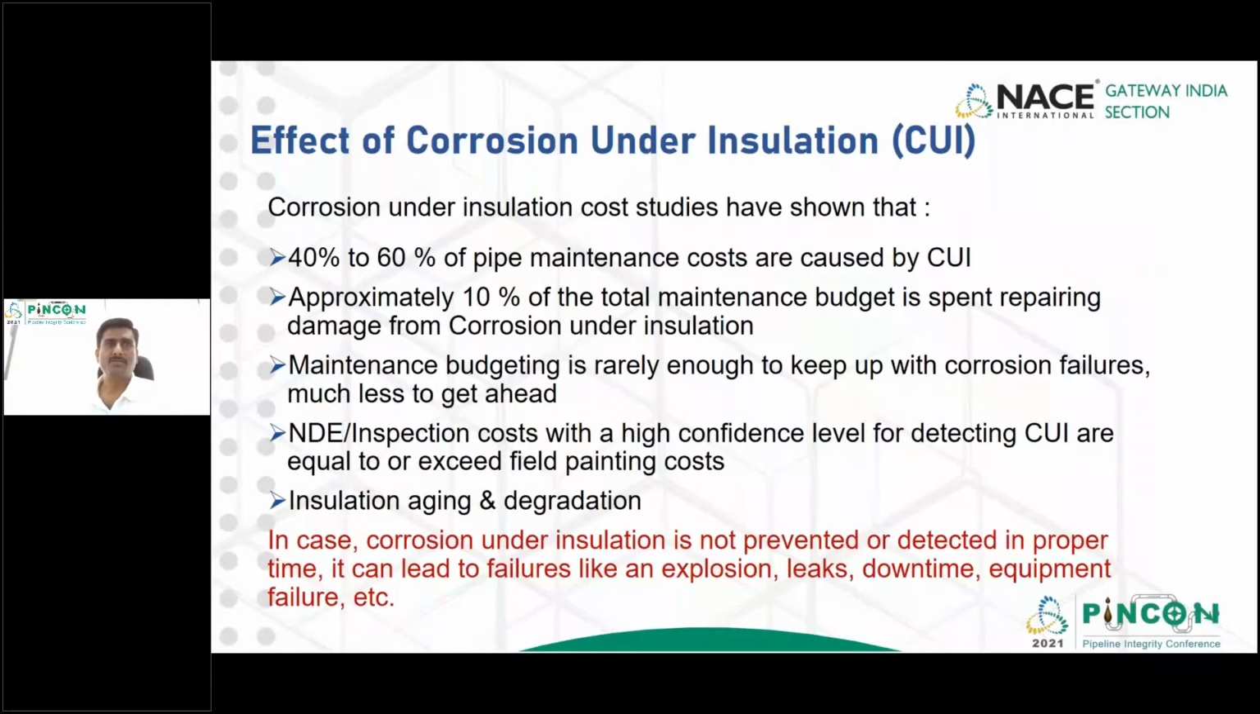Effects of corrosion under insulation. Studies have shown that about 40 to 60% of the pipe maintenance cost is caused by corrosion. Approximately 10% of the total maintenance budget is spent on repairing the damages from corrosion. Allocated maintenance budget is rarely enough to keep up with corrosion failures. Non-destructive examination and inspection costs are exorbitant for detecting corrosion. Insulation aging and degradation reduces the thermal efficiency of the piping system. In case corrosion under insulation is not prevented or detected in proper time, it will be a catastrophic disaster to the asset.